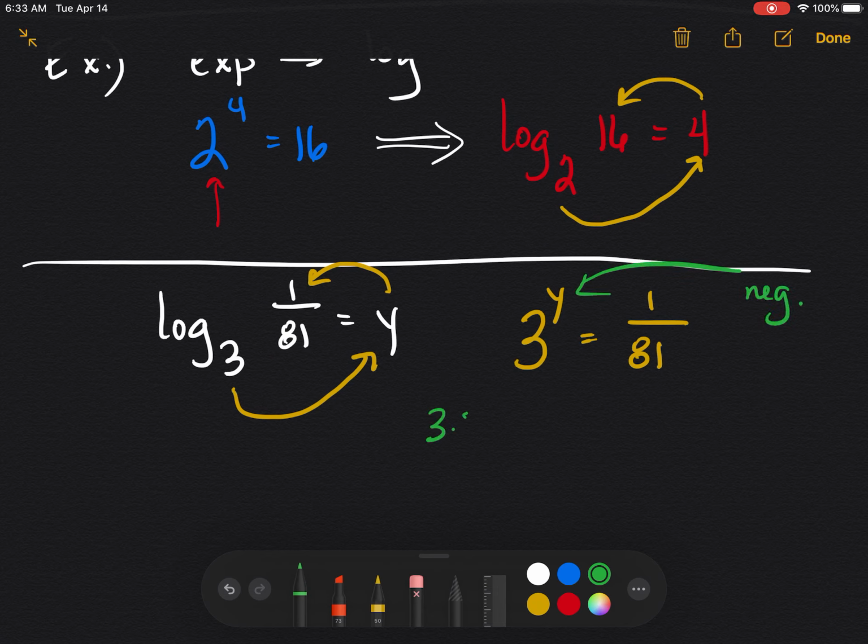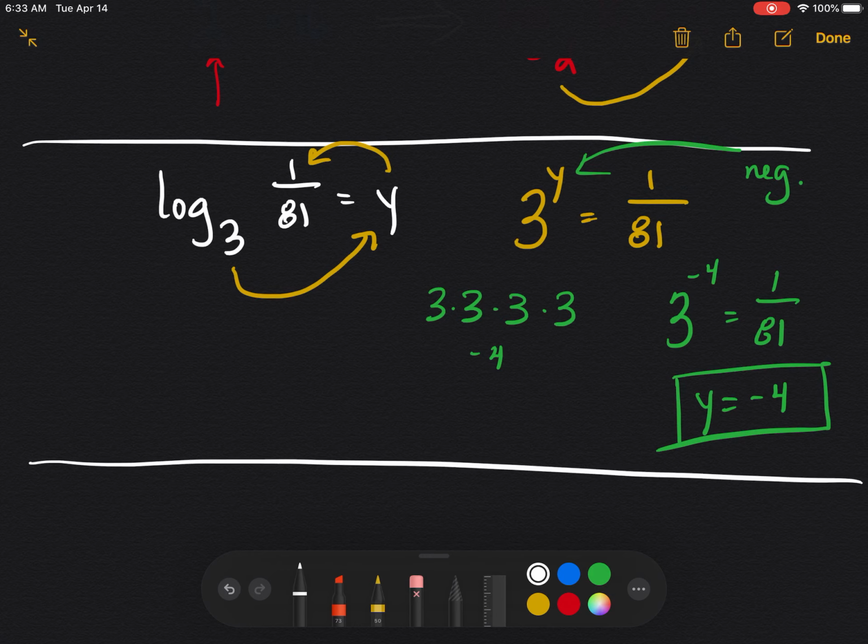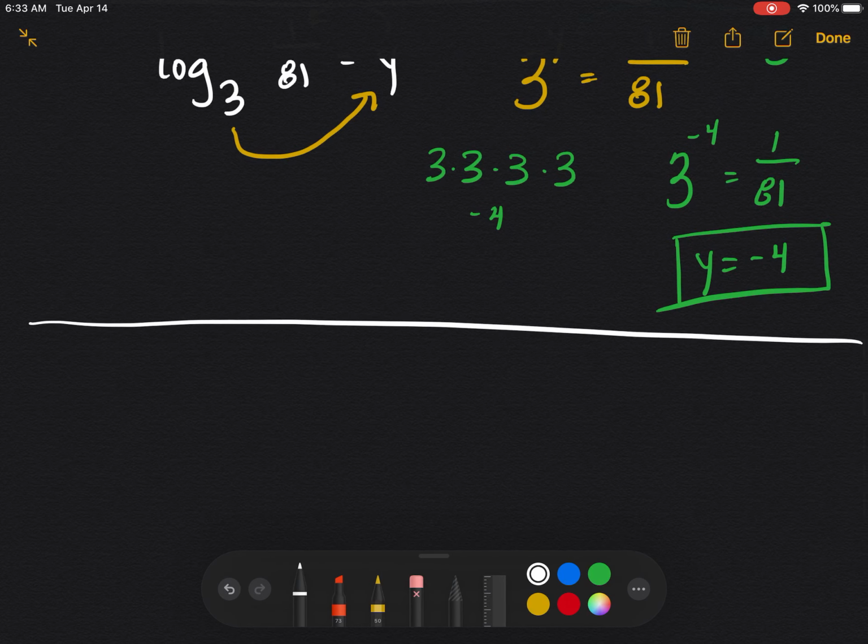Well, 3 times 3 is 9, times 3 is 27, times 3 is 81. So we know it's going to be to the fourth power, and in this case, it's got to be negative. So we would see that 3 to the negative fourth power equals 1 over 81. Therefore, y equals negative 4. So that's how you evaluate a log: you put it into exponential form and then figure out what y is.